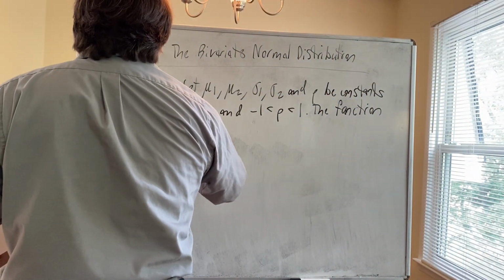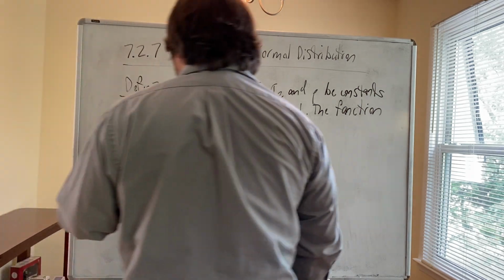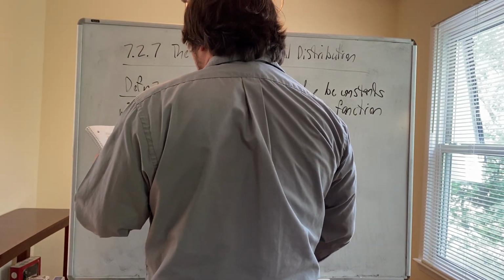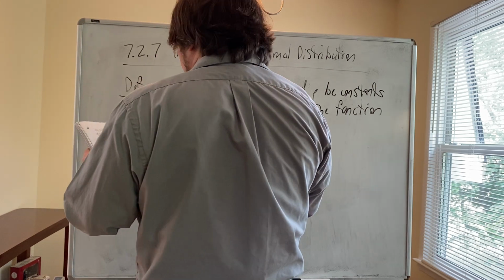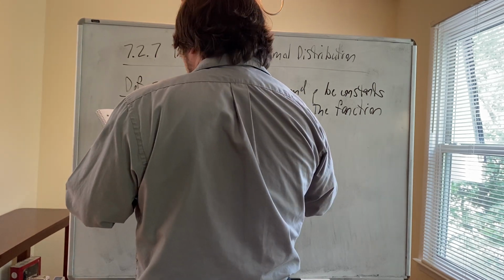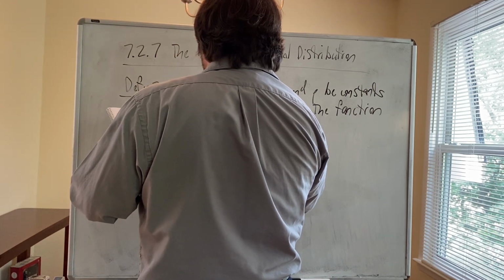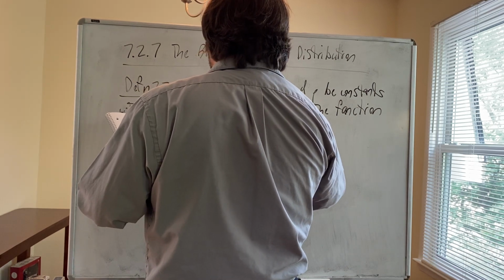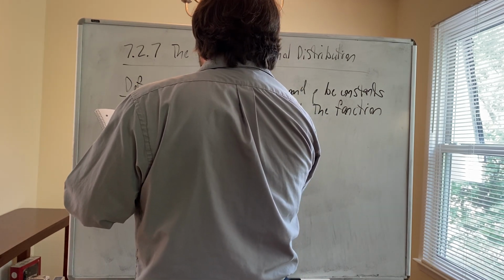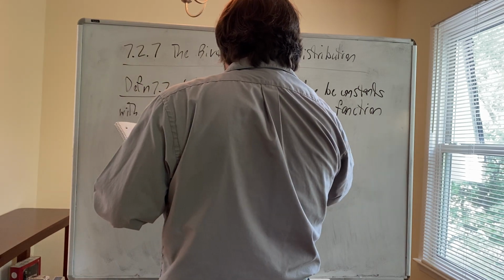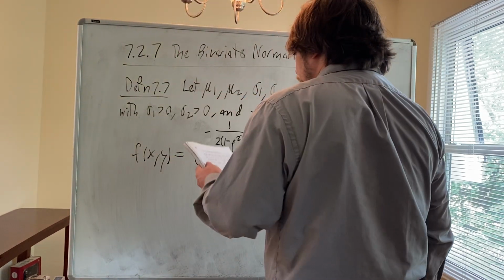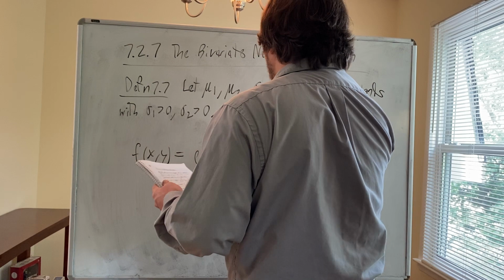f of x comma y, which is a big function here. f of x comma y is just a lot to write down. f of x comma y is equal to e to the negative 1 over 2 times 1 minus rho squared. It's a negative in front of that. Times, I'll put a bracket here.